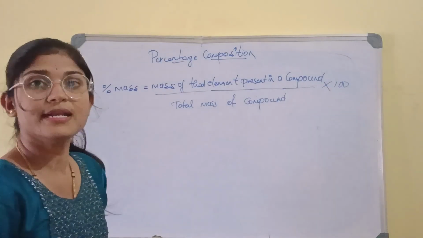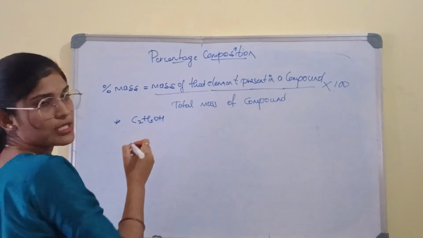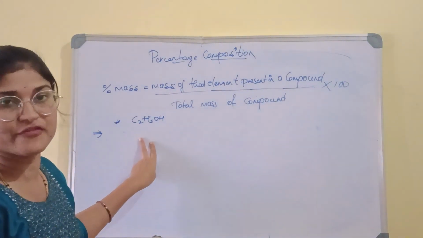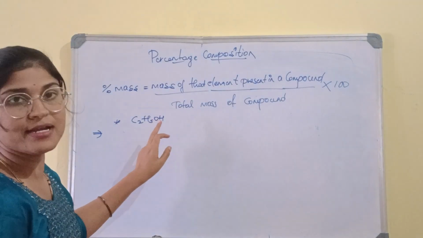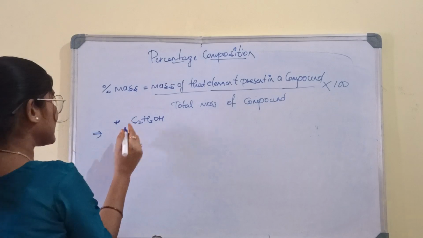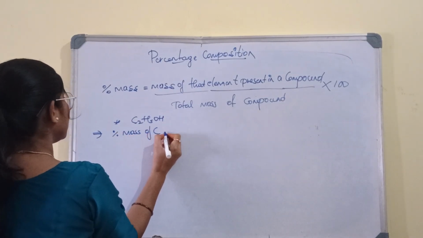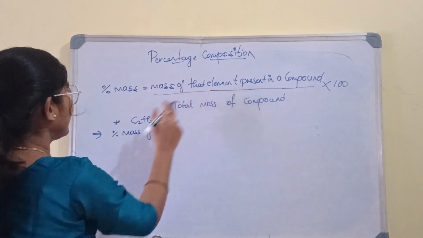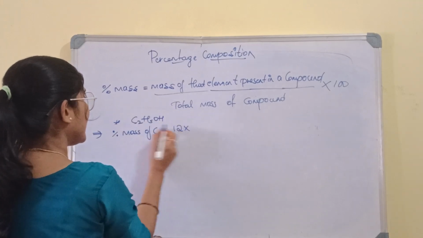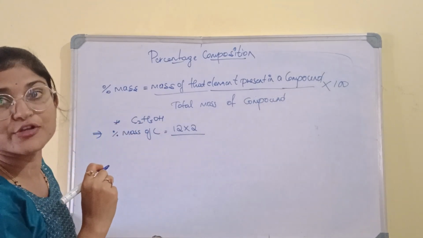Okay, next is the example C2H5OH, ethanol. First, what you have to do? What are the elements present in C2H5OH, ethanol? Carbon, hydrogen and oxygen. First, let us find the percentage mass of carbon atom. Percentage mass of carbon is equal to mass of that element. What is the atomic mass of carbon? It is 12. And how many atoms are present? 2, divided by the molecular mass of the compound.